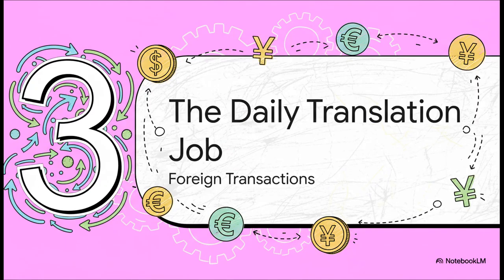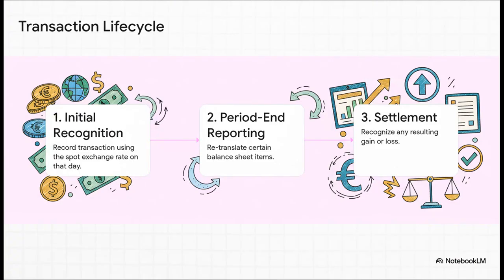All right, so you've nailed down your financial home base. That's your functional currency. Now you can get into the nitty-gritty, the day-to-day job of actually recording all those transactions that are happening in other currencies. You see, pretty much every foreign transaction follows a three-step dance. First, the moment it happens, you record it using that day's exchange rate. That's called the spot rate. Then, at the end of the month or quarter, you have to go back and update certain things. And finally, when the money actually changes hands, you close it out.